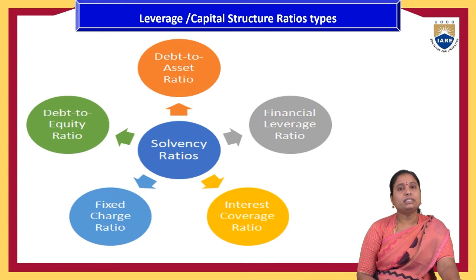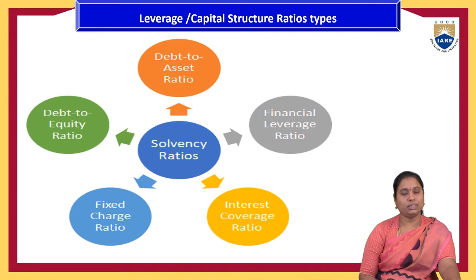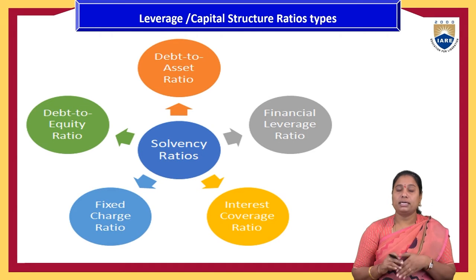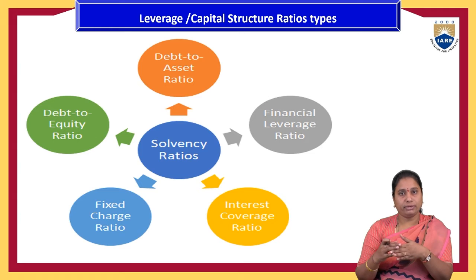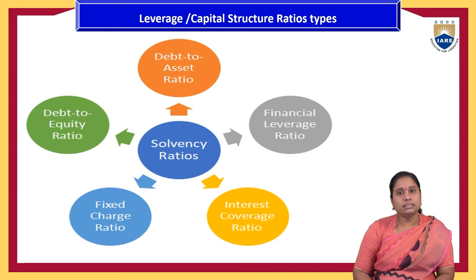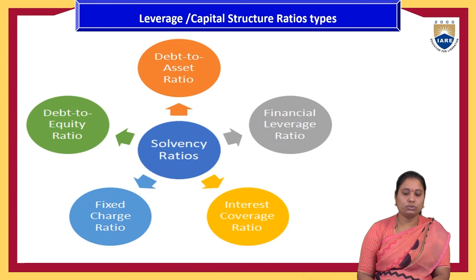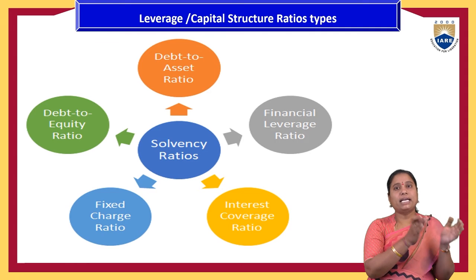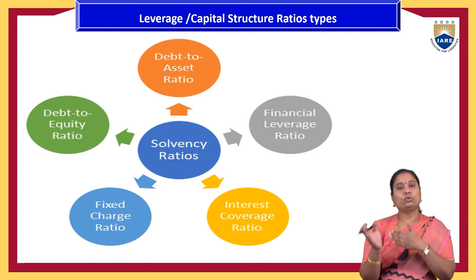Capital structure ratios are also called leverage ratios. Various names are used for this. They are subcategorized into debt to assets ratio, debt to equity ratio, financial leverage ratio, interest coverage ratio and fixed charges ratio. The debt to assets ratio shows how much debt funds there are out of the total assets.